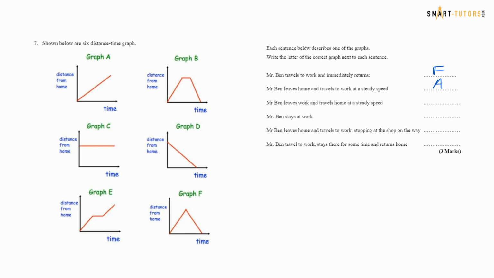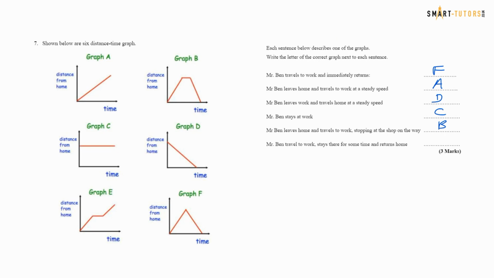Mr. Ben leaves work and travels home at steady speed. So I would say D. Mr. Ben stays at work. So he's staying at work, C. Mr. Ben leaves home and travels to work, stopping at the shop on the way. Stopping at the shop on the way. So B.